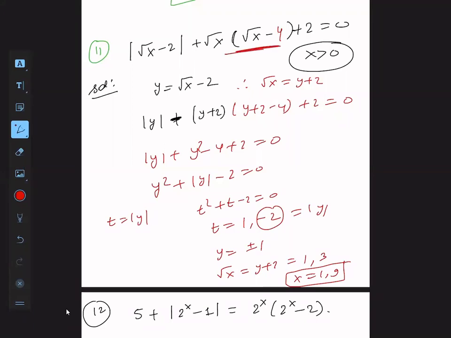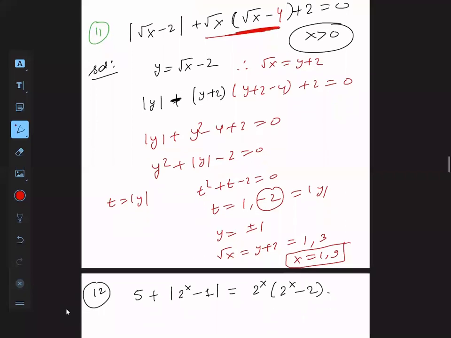There is a correction here. Please note in the second term there is root x minus 4 in the bracket. Please correct it.